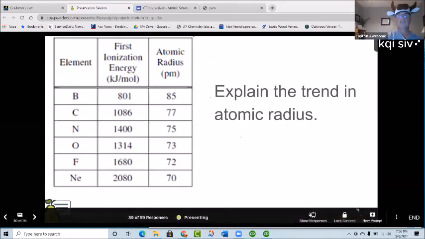All right, so let's see what some of y'all's answers are to the trend that you see in the atomic radius. And notice B, C, N, O, F, and Ne are all in the same row of the periodic table.